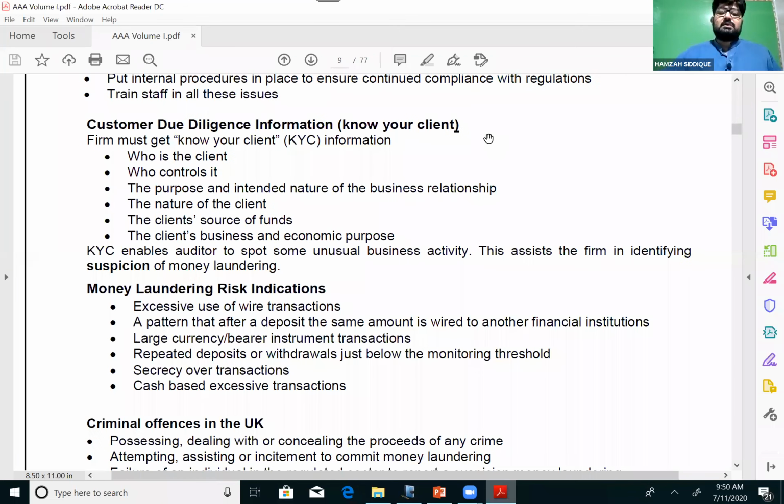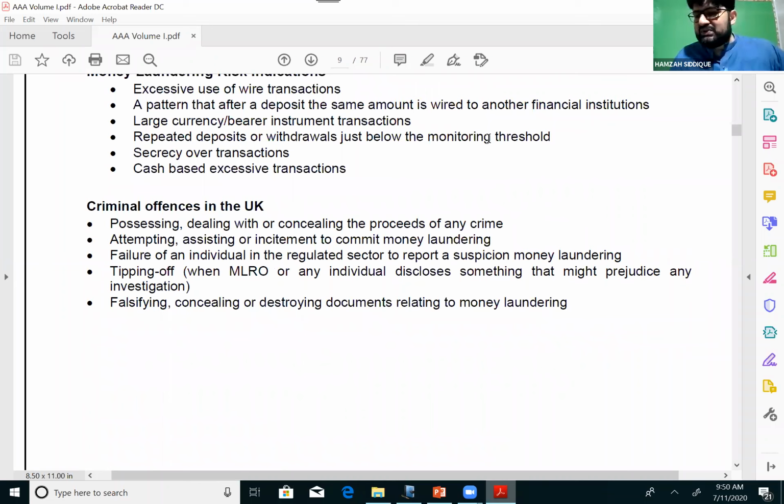Now, criminal offenses in the UK. What are the criminal offenses? Possessing, dealing, or concealing. The person who is involved in assisting or convincing anybody to do money laundering is also involved in money laundering.